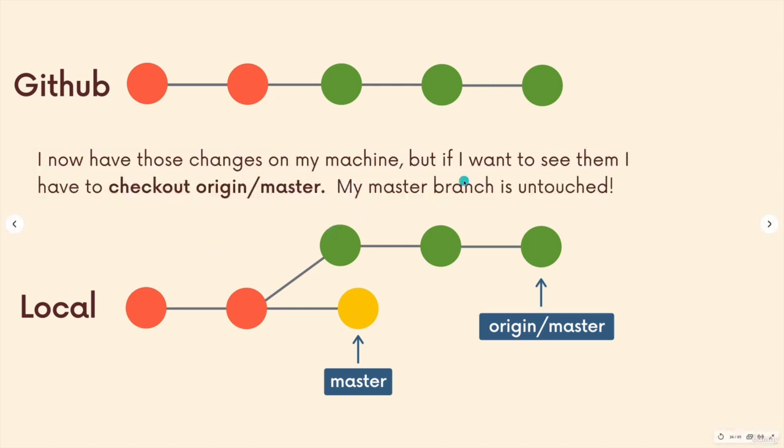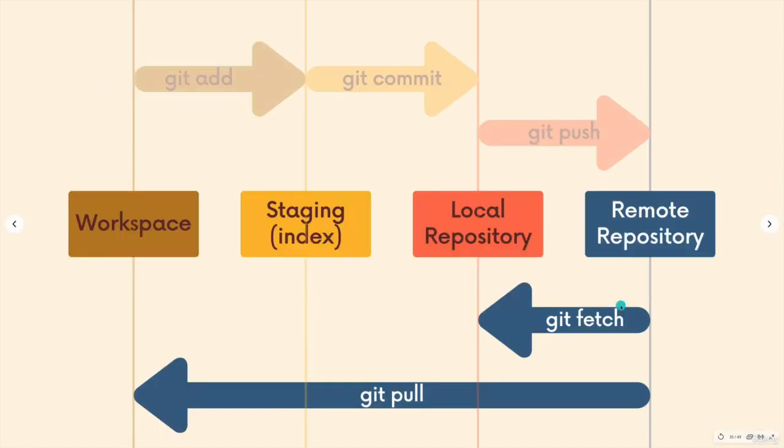That's exactly what this slide says. I got ahead of myself. I now have these changes on my machine, and if I want to see them, I can go check out origin/master, but my master branch is completely untouched. So basically, I've downloaded the changes, but I have not integrated them into my working directory, onto any branch that I'm working on. So if I lost internet, I would still have access to all of the work as of this moment in time that I fetched, right? I don't need the internet to go look at this stuff. It's on my computer. It's just not in my working directory. So that's why in this diagram, we've got fetch going from the remote repository, fetching changes down to our local repo, but not into the workspace.